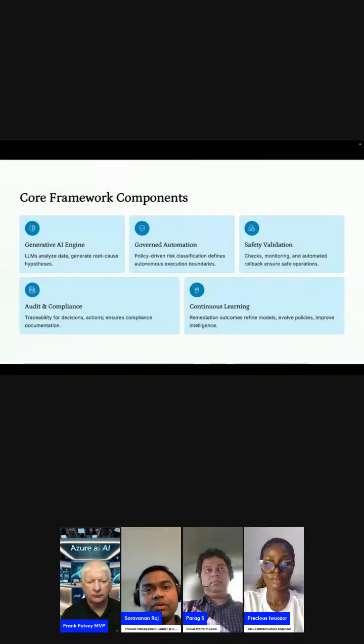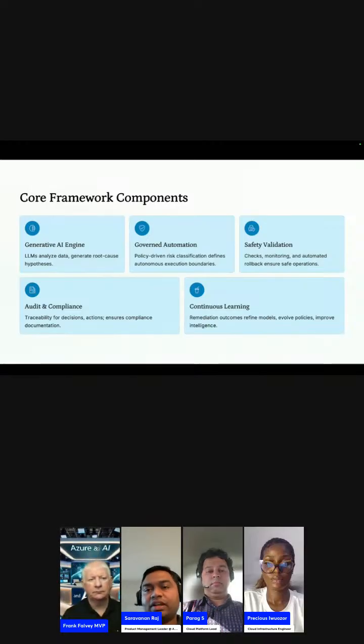If you look at the framework, there are five core components to it. The first one is the Gen AI engine itself, which is the LLM that's used to identify the root cause. The second part of it is the governed automation. This is all about the autonomous execution boundaries. We need to define what the boundary is for this Gen AI system. It can't go rogue, and there absolutely needs to be policy-driven risk classification, so that the AI model operates within a boundary.